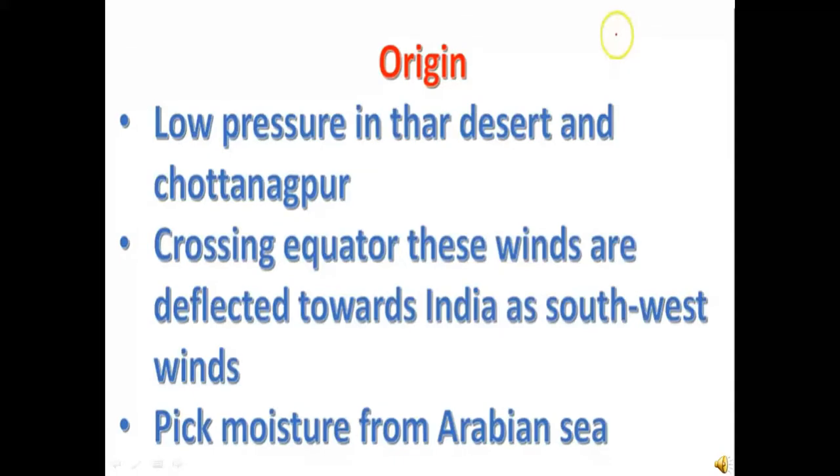set in. So these are the few points which you need to know: during summer land gets heated, especially the desert and the Chotanagpur region, and therefore low pressure develops on land. The winds from the sea, that is the high pressure region, will flow towards the low pressure region, and these are your southwest flowing winds, and they pick up moisture from the Arabian Sea.